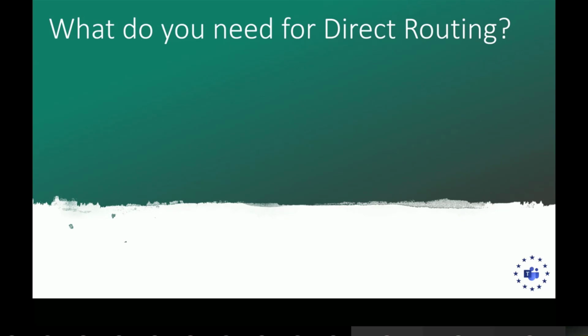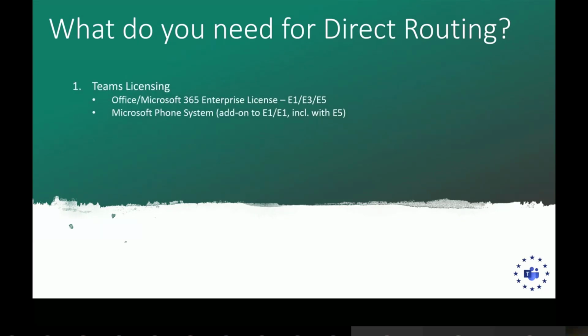So what do you need to make direct routing work? So you need Teams licensing. Teams licensing is actually included in every Office 365 SKU. That includes the business plans, but also the enterprise plans, so E1, E3, E5, but also the academic and government SKUs as well, so the A1, G1, etc.